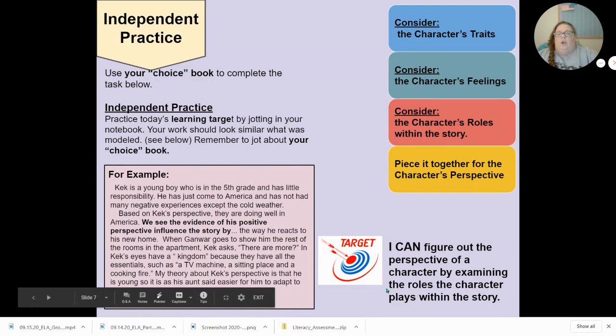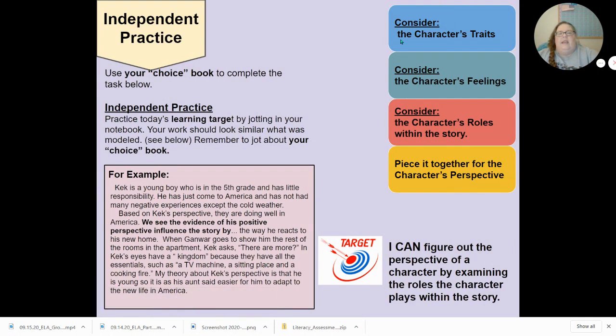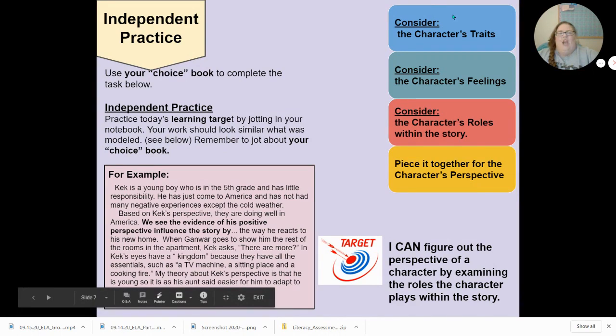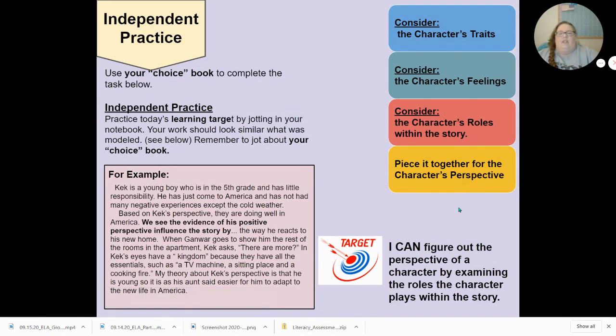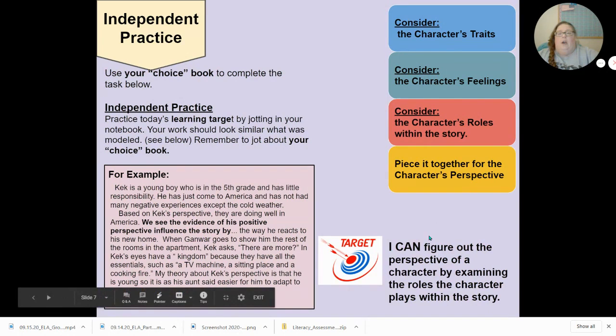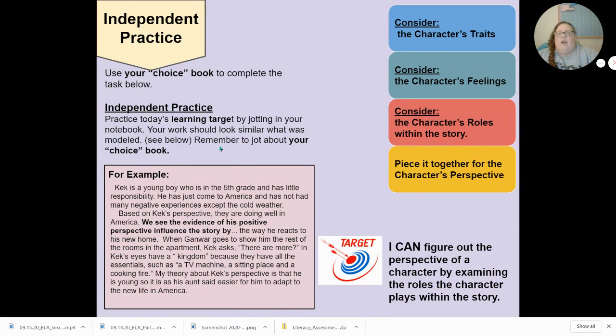So today, boys and girls, what are you responsible for? Well, you're to use these suggestions. Make sure you consider the character's traits, the character's feelings, the character's roles within the story, and piece it together to gain a better understanding of the character's perspective. You're going to use these strategies to apply the learning target, and this is what your Stop and Jot should look like based on your choice book.